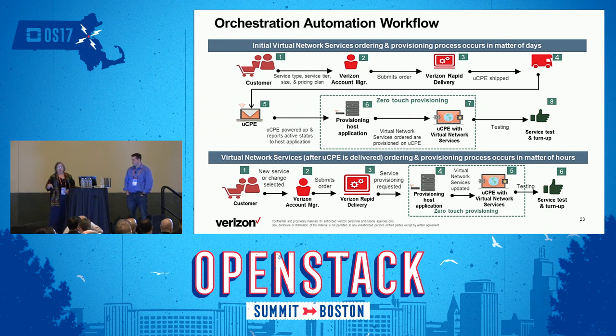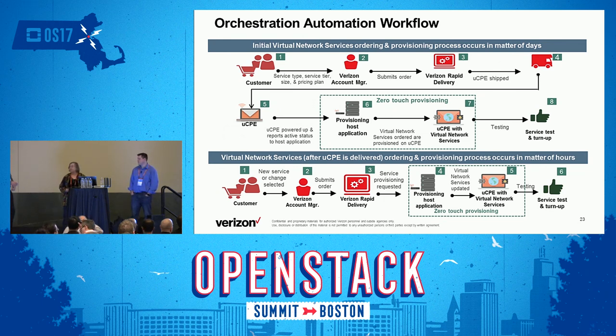And then the bottom process is the process that happens if the customer already has the universal CP and they want to make some changes to their service, or add a VM or take it away or whatever. And that bottom process is what happens when they want to do that as well.